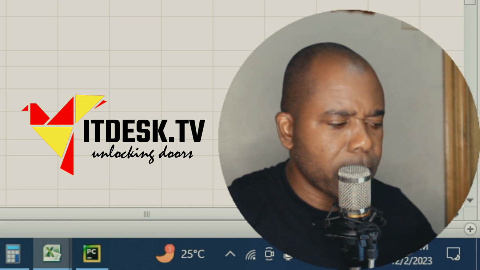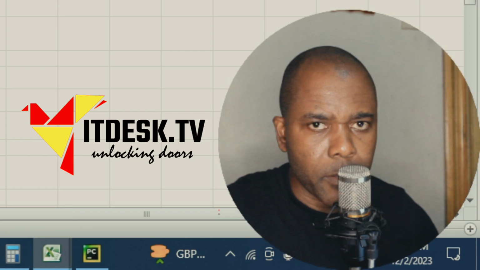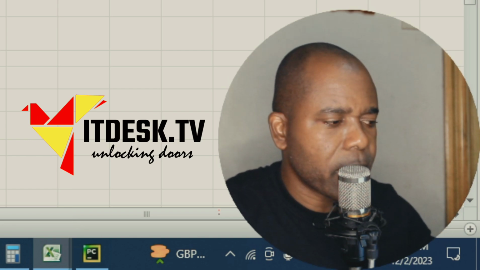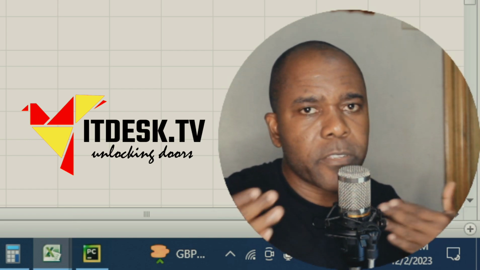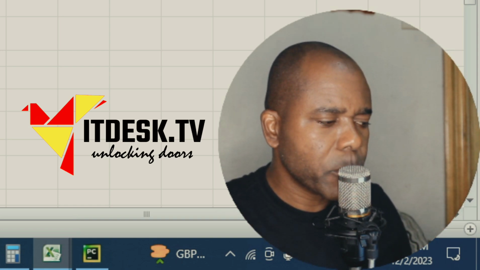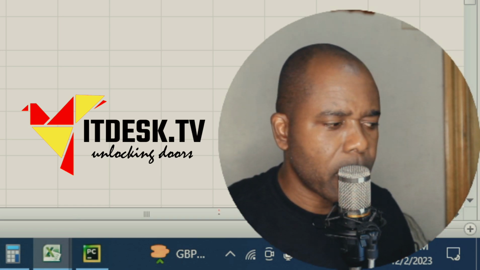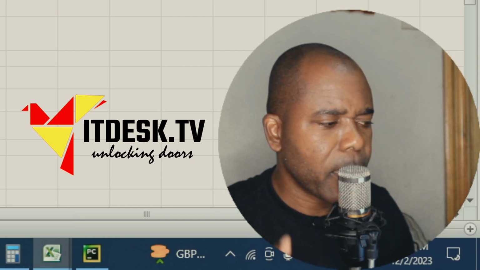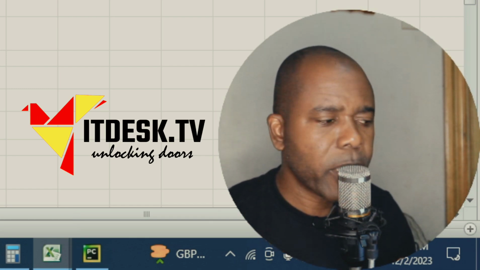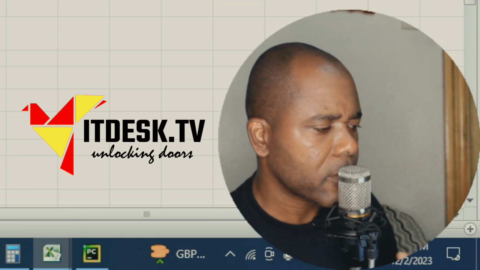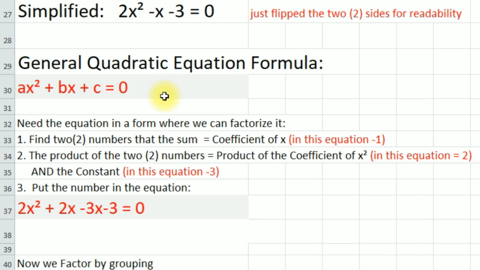If it's simplified enough, we could solve for the equation. But not all cases will you have it as simple as this. So what we're saying is, in order to truly understand what's going on, you have to remember what a general quadratic equation formula looks like. And it looks like this on the screen: ax squared plus bx plus c equals 0.